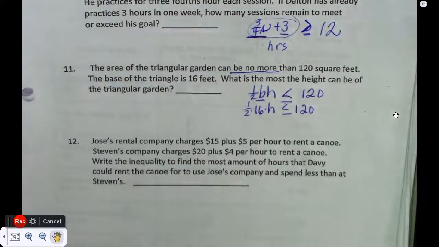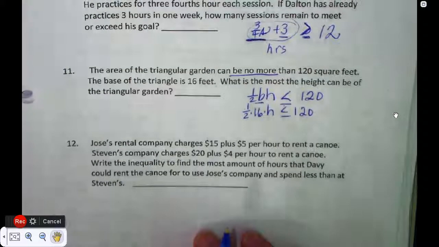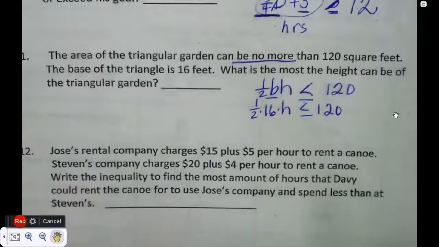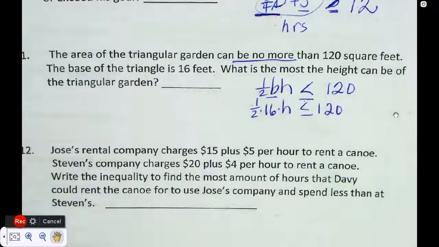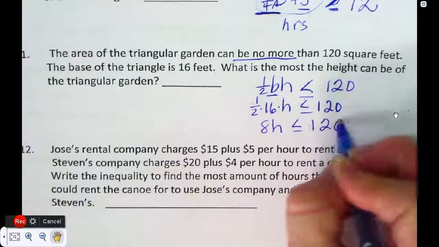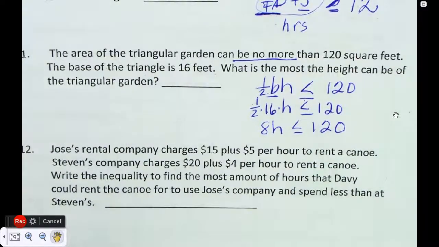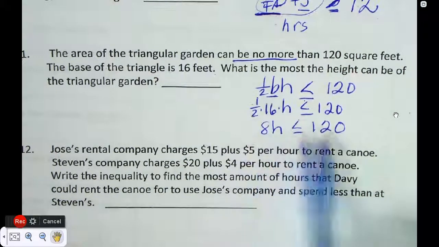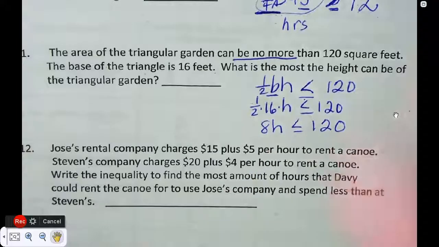So what's half of 16? 8. So 8 times h is less than or equal to 120. Okay, and we don't have to solve. Okay, look at 12.